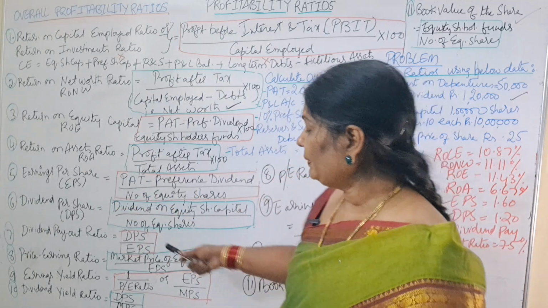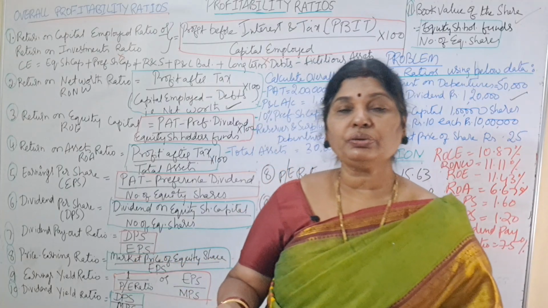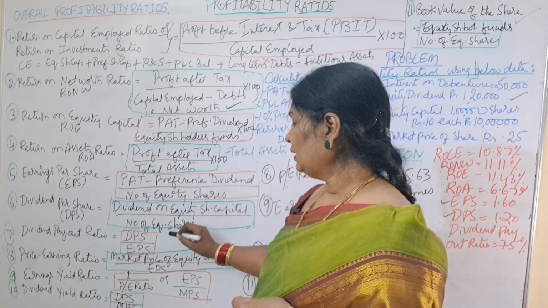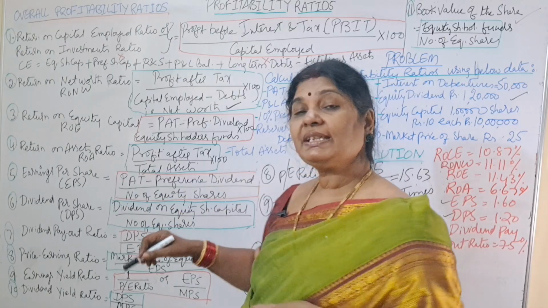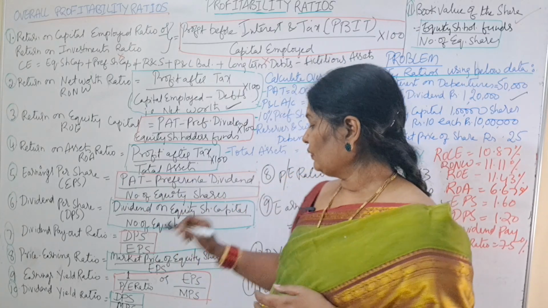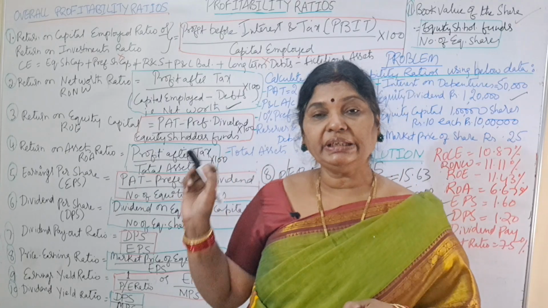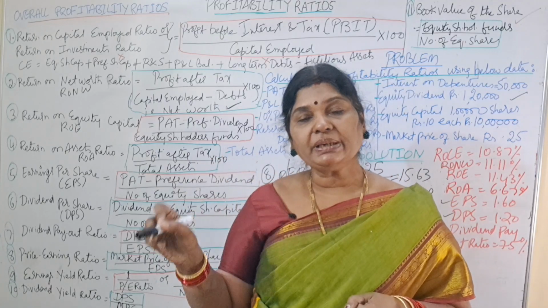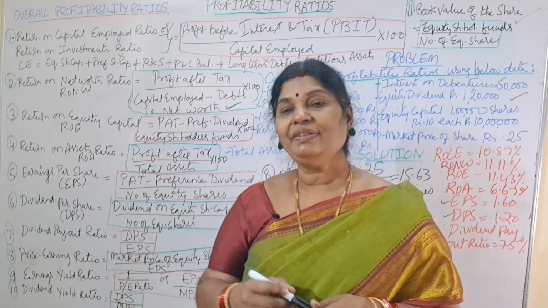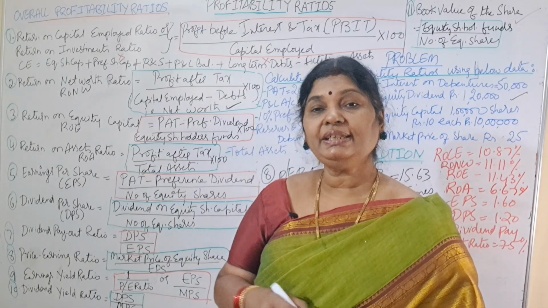And next, dividend payout ratio. What is the dividend payout ratio? Out of the total earnings that are available, meaning based on the EPS, how much dividend the company is paying. So in this formula we have calculated and we have come to know that the company pays 75% of the earnings to their equity shareholders as dividends. 25% they kept as retained earnings.